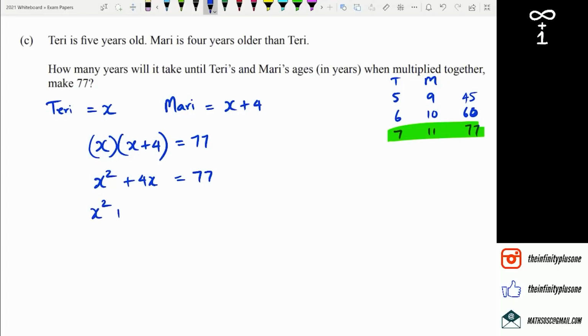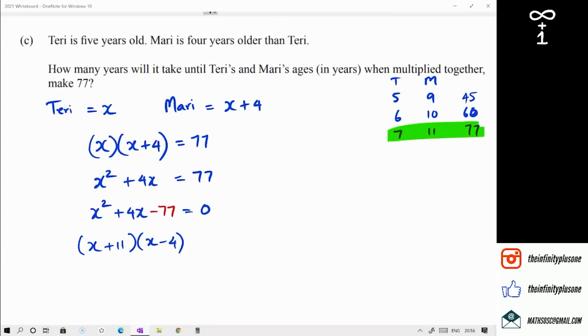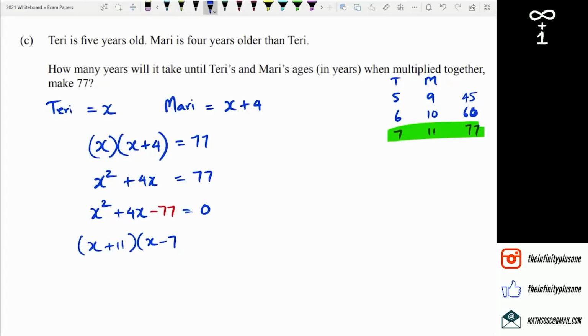Rearrange this: x squared plus 4x minus 77 equals 0. And factorize this. So we're going to get x plus 11 and x minus 7, sorry, minus 7, not 4, equals 0. So we can actually say that x is equal to minus 11 or x is equal to 7. All right. Now here's the kicker.